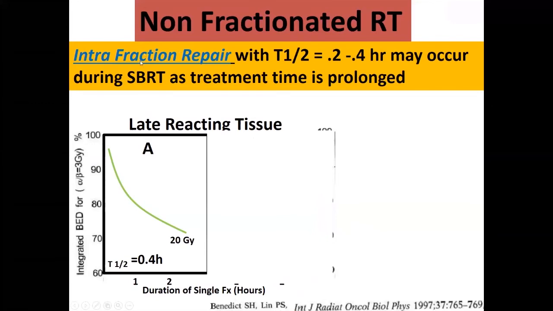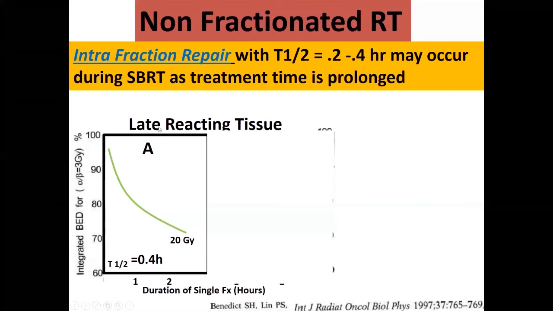So this type of interfraction repair is not seen, but another type of repair is seen that is called intrafraction repair. Here the half-life is very, very short. And as we know, the treatment delivery in non-fractionated radiotherapy or in a single fraction is very prolonged. It may be 40 minutes, 60 minutes, or maybe more than 60 minutes. But now with modern radiotherapy machines available, it is much faster, but usually it is delayed or prolonged. So how does it affect the normal tissue? This intrafraction repair will have a protective effect on late reacting tissue.